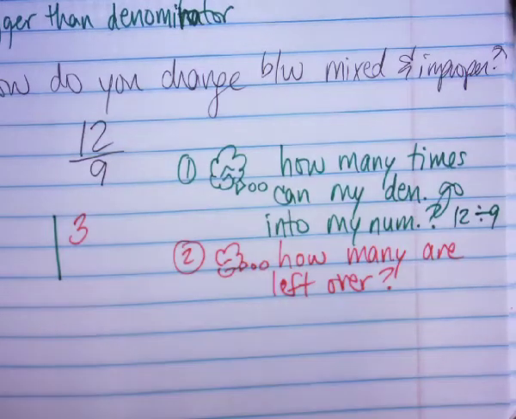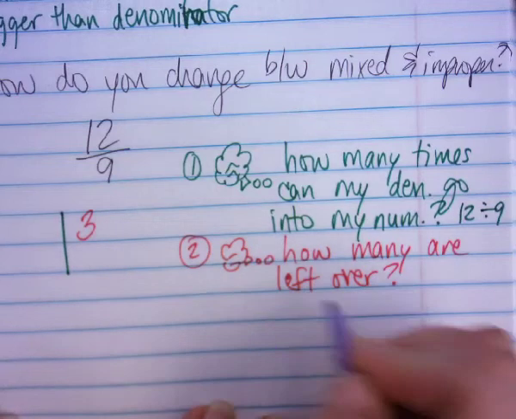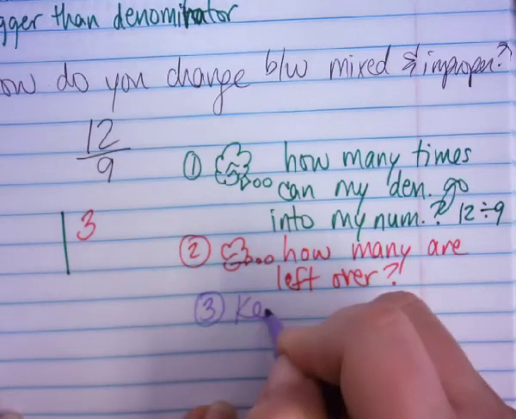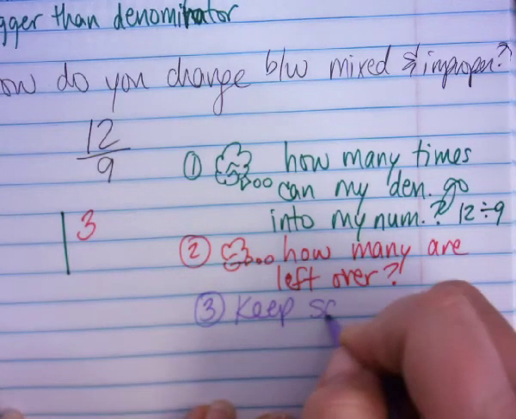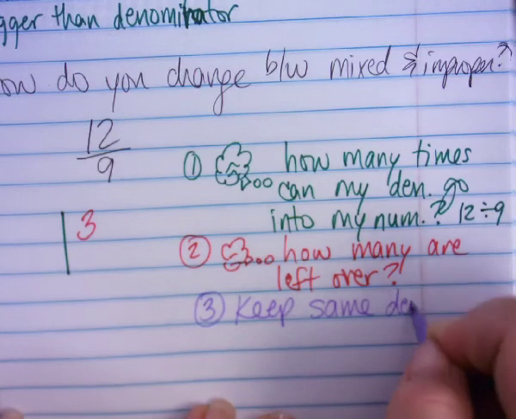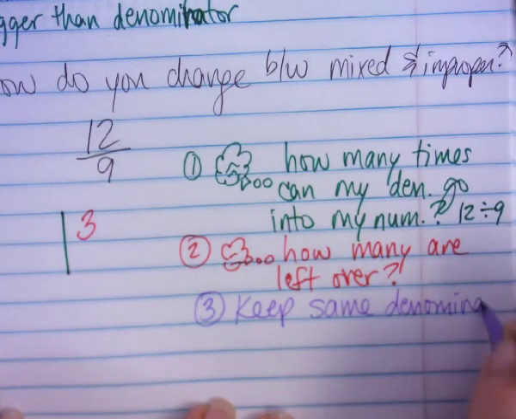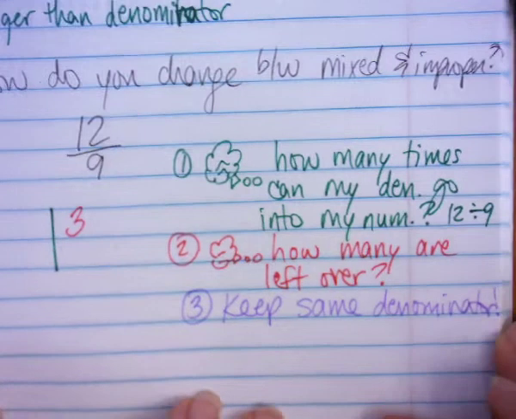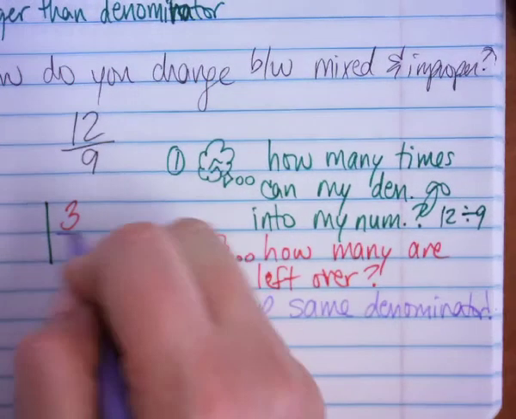What do we do next? Who wants to tell me? What do you do, Emily? You keep your denominator. Yeah, keep the same denominator. Don't make it hard. Keep that denominator, which is going to be 9.